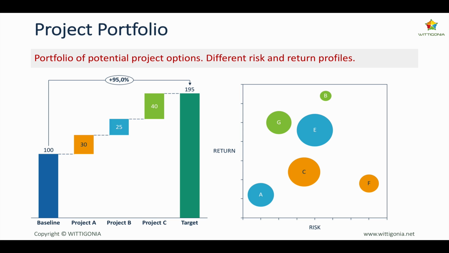So this brings us to the whole idea here that we have, let's say, a whole group, a potential portfolio of projects that we could choose from. So these are different options that we could activate over time. And the question there always is, which one of these projects is delivering against the targets and has the best return and the least risk?